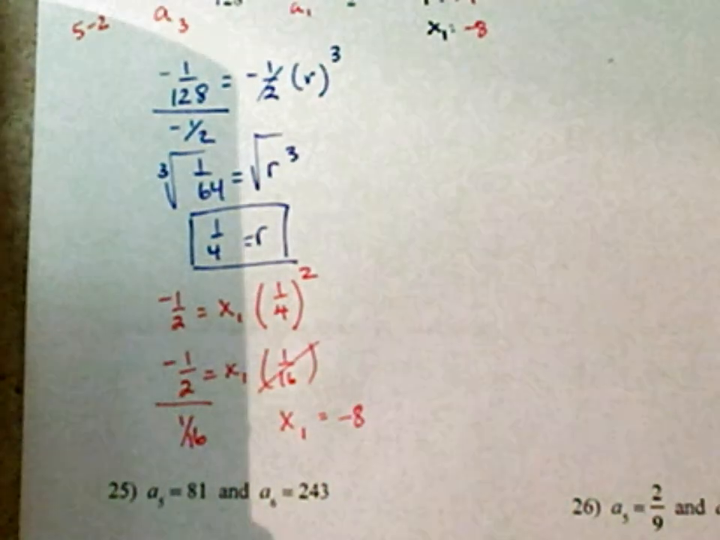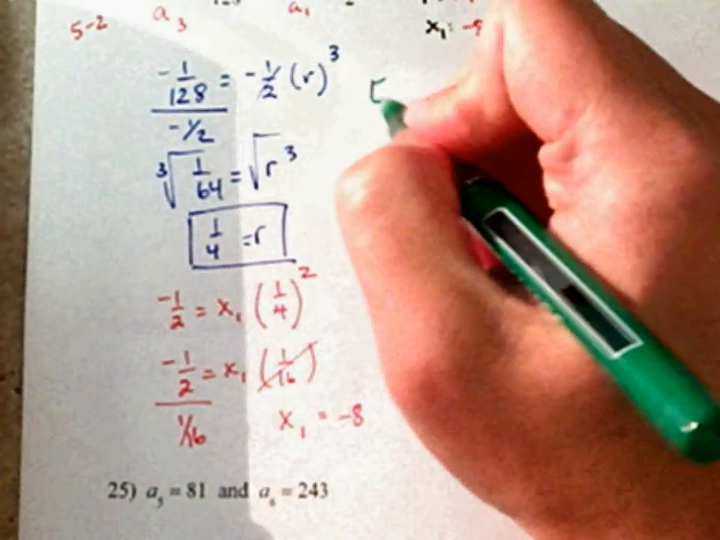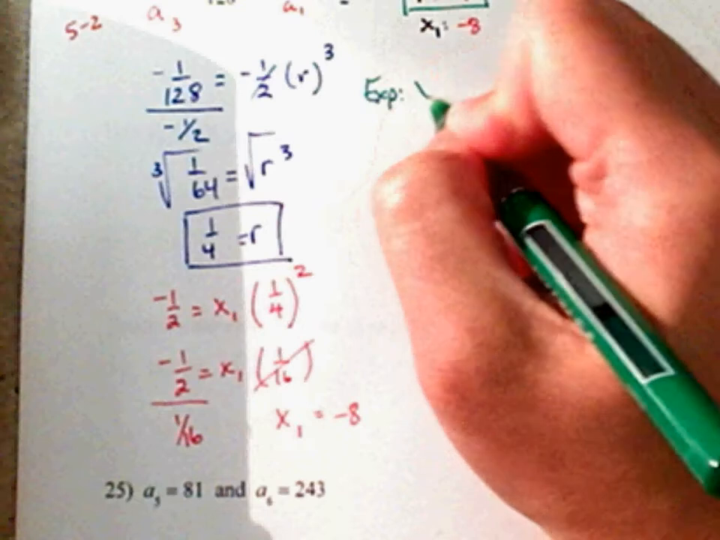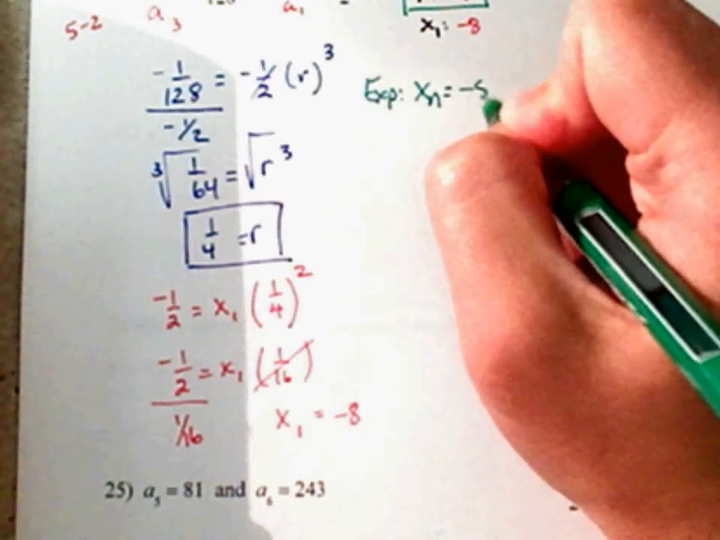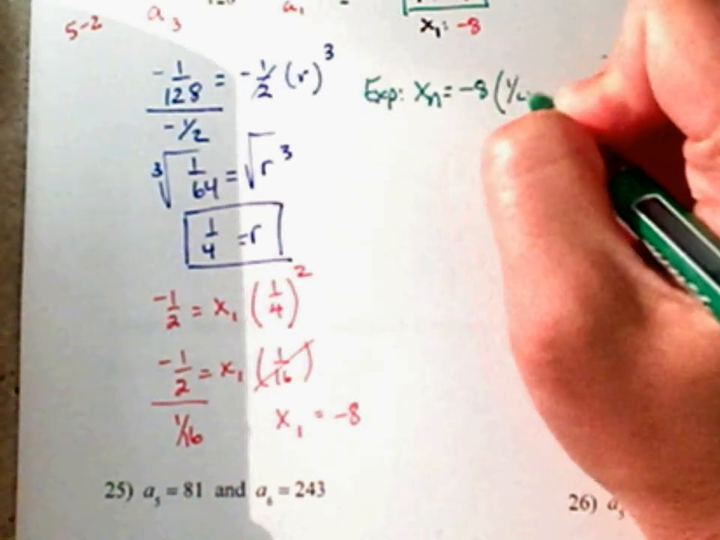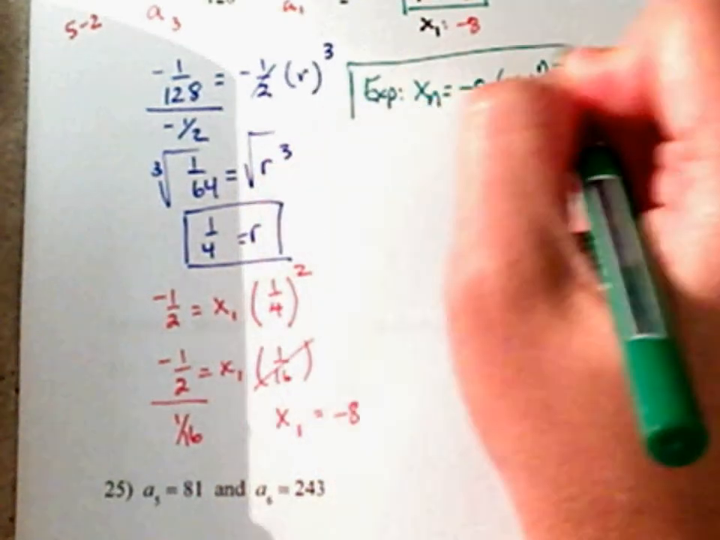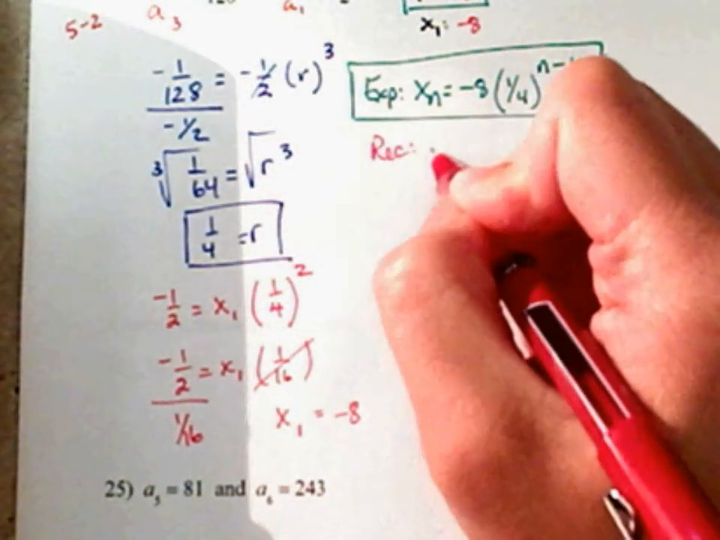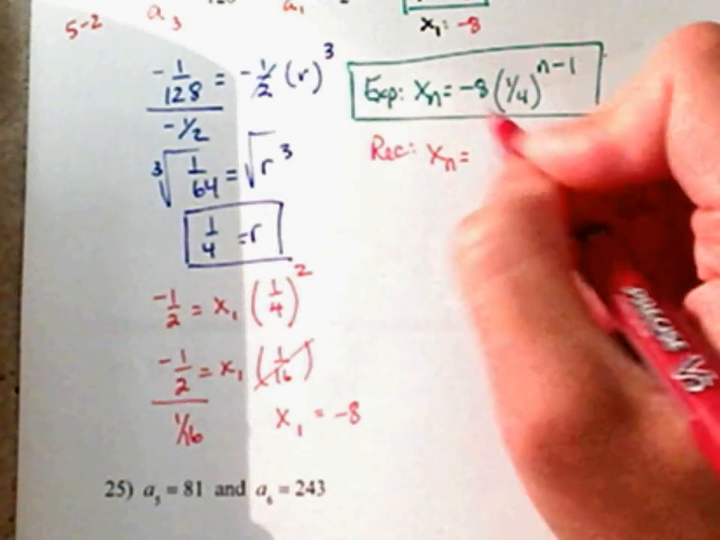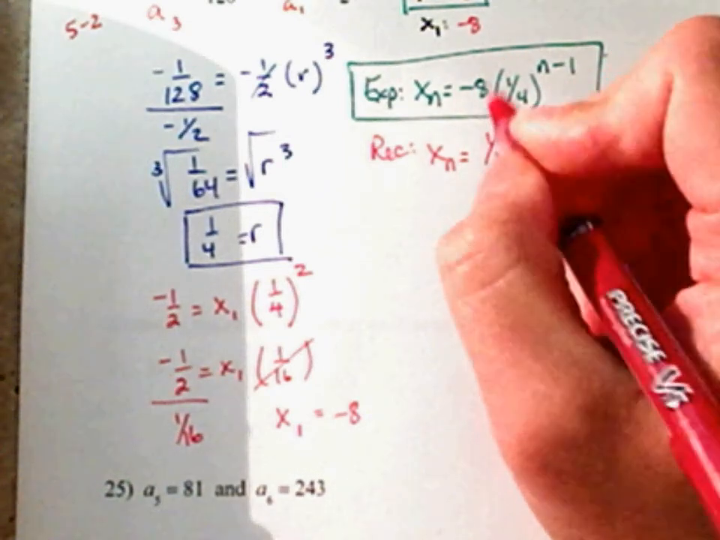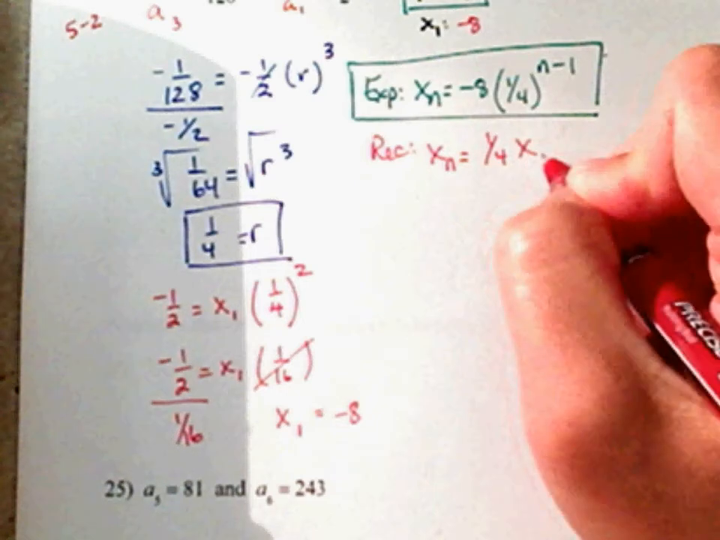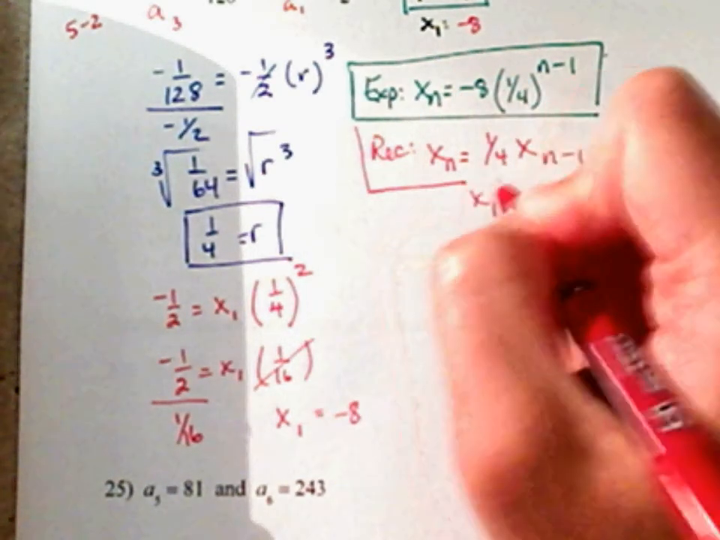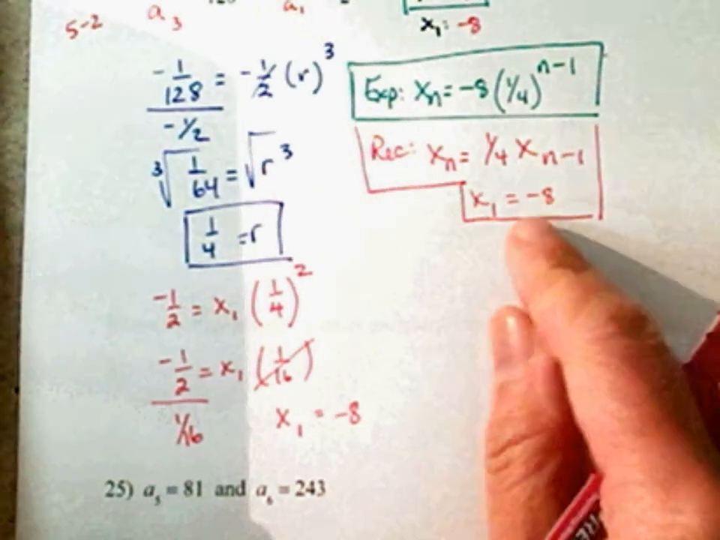Now you have all that, you can write your explicit formula. So, there's your ratio. Explicit formula is x of n equals your first term, negative 8, times your r, 1/4, to the n minus 1. Your recursive formula comes out to be x of n equals your rate, which is 1/4, times x of (n minus 1), where your first term is negative 8. Don't forget to always add that first term.